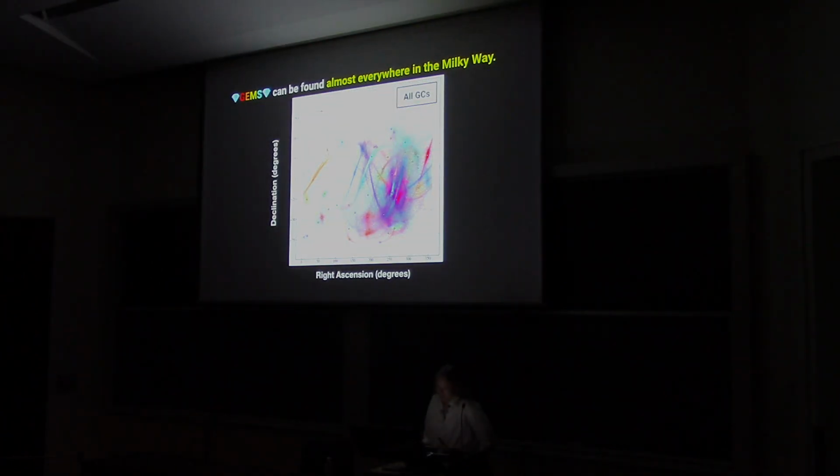And if you combine this whole picture together, this is all the globular clusters in the Milky Way, you truly see that they can be everywhere, where each color here represents stars of a given globular cluster. There's 159 points on there.